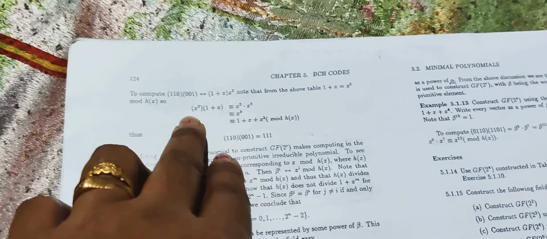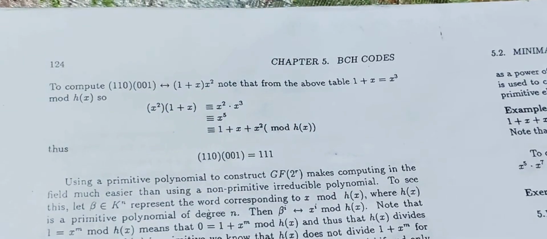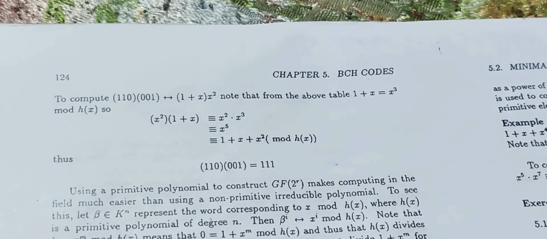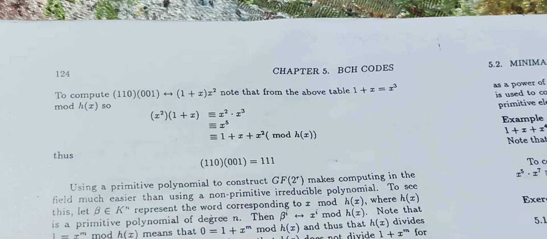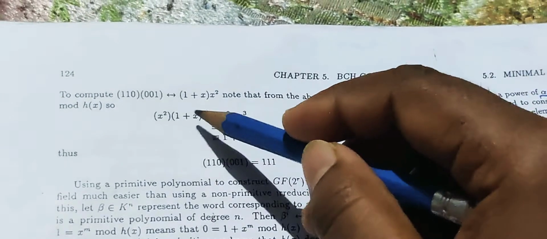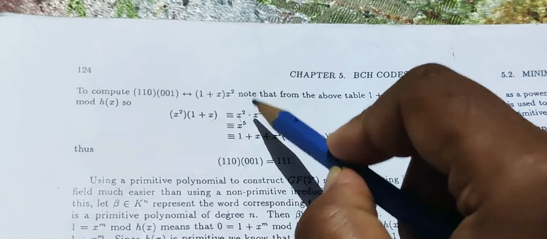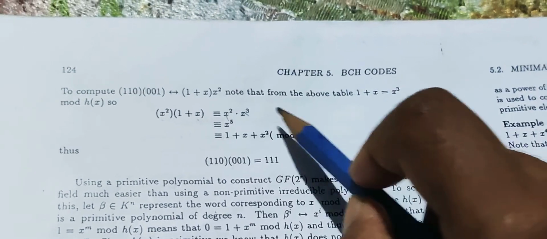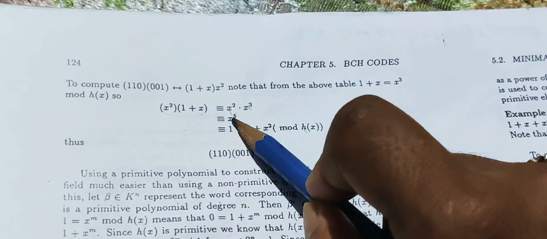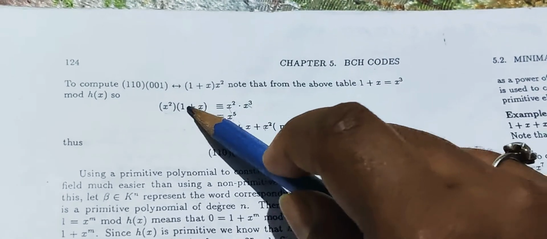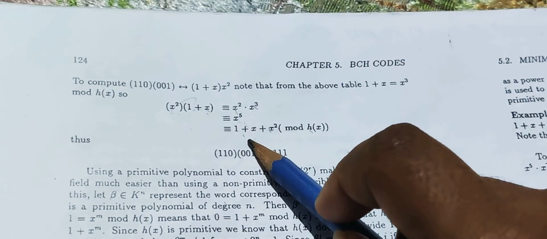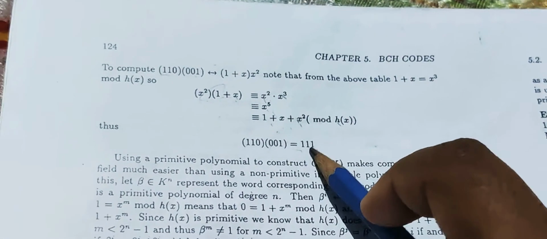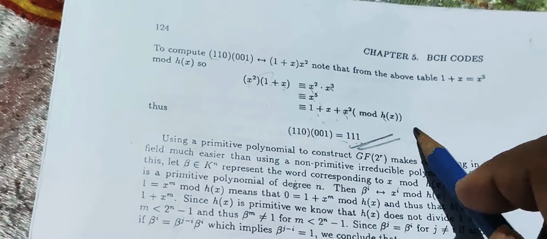Now the question is, what is 110 into 001? 110 is 1 plus x, and 001 is x square. So 1 plus x into x square. 1 plus x is congruent to what? x cube. So with x square, 1 plus x is congruent to x cube under modulo, so we get x raised to 5. And x raised to 5 is congruent to what? 1 plus x square. So these two elements in the product equal 1 plus x square. That means 110 into 011 implies 111. So this is the product.